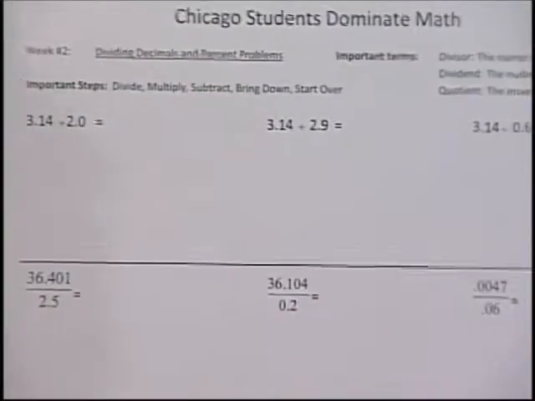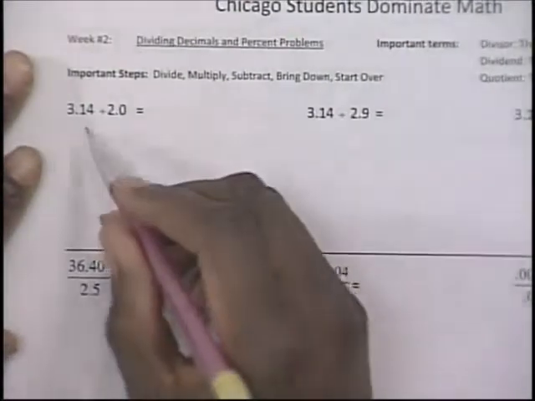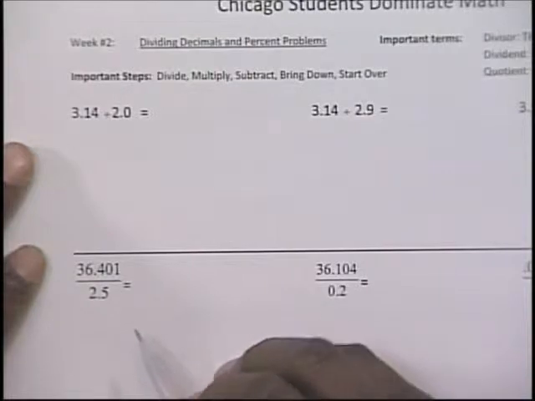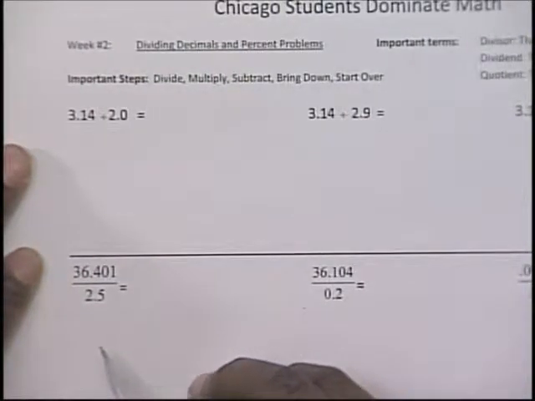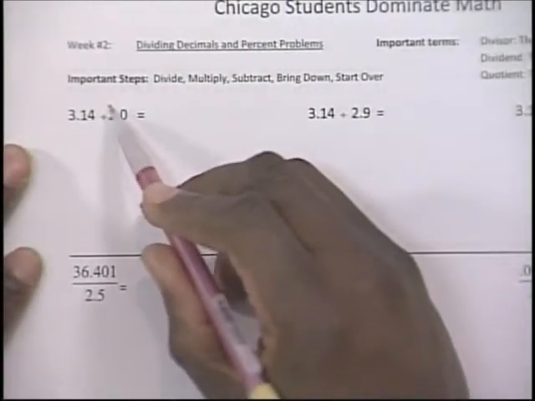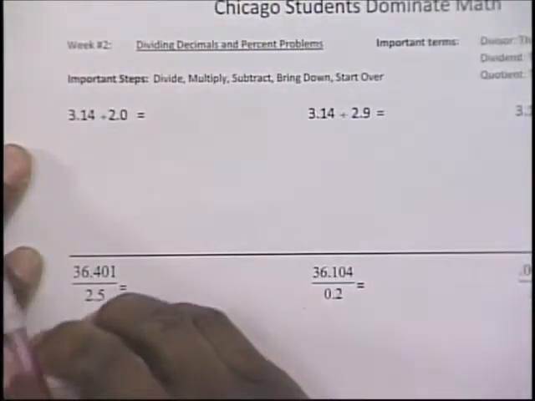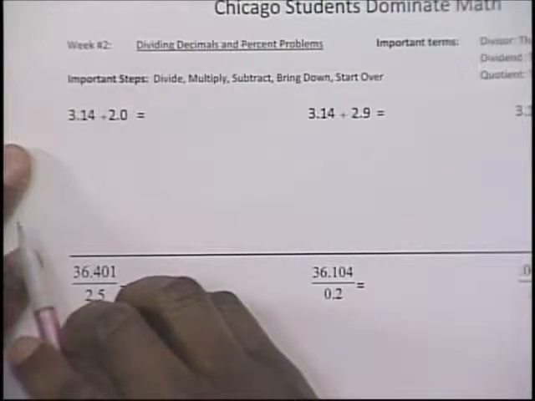Let's take a look. I have a problem, 3.14 divided by 2. Before we begin, I want to talk about some common terms. The second number is called a divisor. This number here is called a dividend.